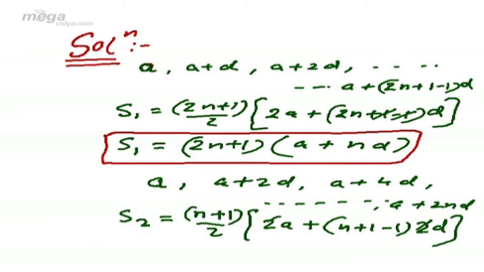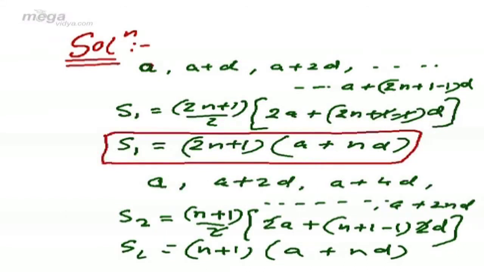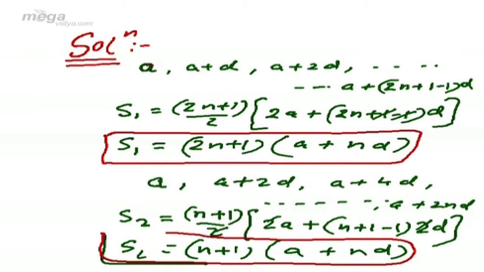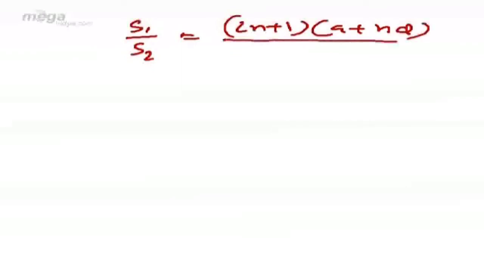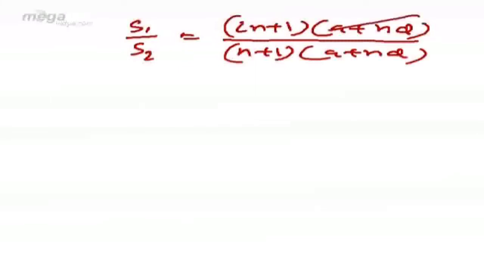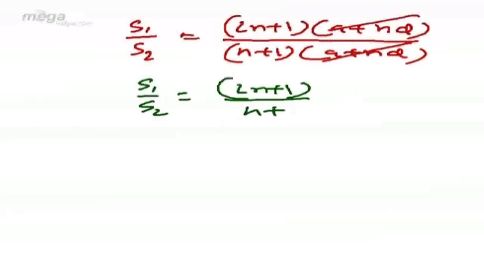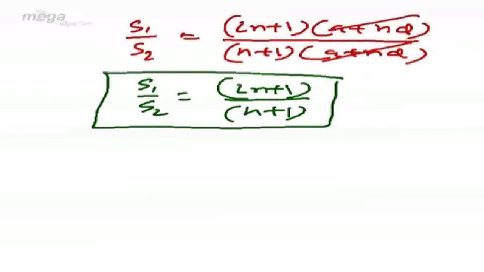Now the 2 gets cancelled by this. We get n plus 1 into a plus nd. This is the value of S2. But we have to find the ratio of S1 and S2. Therefore, S1 upon S2 is equal to 2n plus 1 into a plus nd divided by n plus 1 into a plus nd. This and this get cancelled. We get S1 upon S2 is equal to 2n plus 1 upon n plus 1. This is the solution of this question.